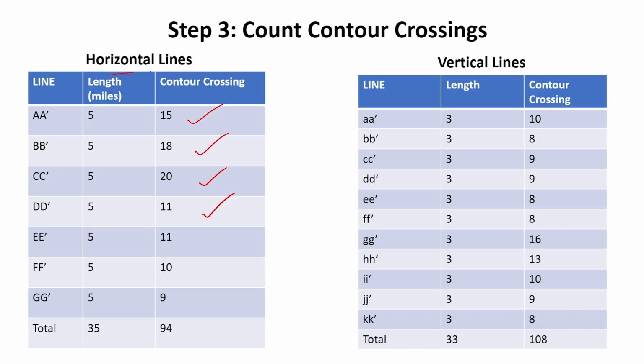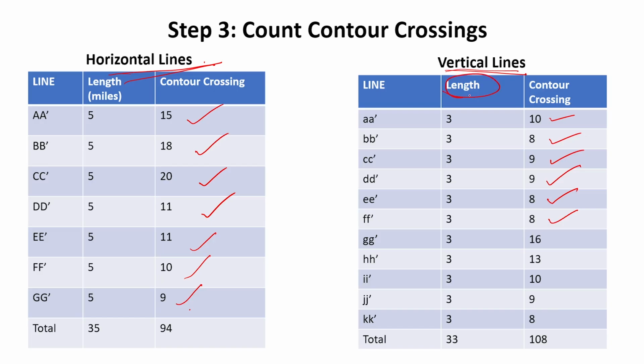So, this table is specifically for the horizontal lines. So, we will continue till G and we will keep entering it into the table as we count. We will also repeat this for our vertical lines and we will keep entering the values of the number of contour cuttings or contour crossings as we count.